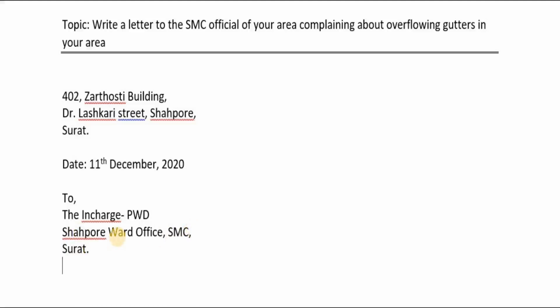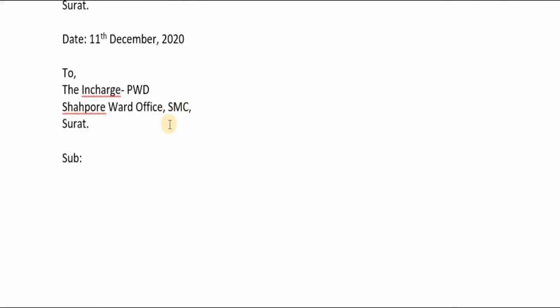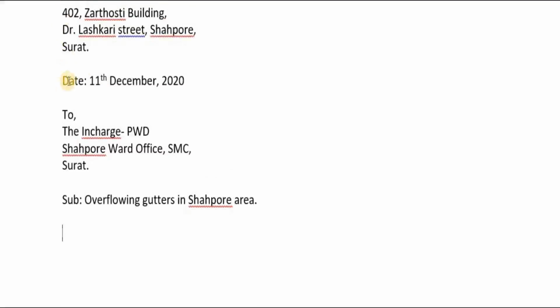Then I'm going to write the subject. So I'll just write SUB subject. What will I take in subject? So the topic is gutter problems, right? Overflowing gutters in Shahpur area. As short as possible. Let's say I'll write overflowing gutters in Shahpur area. Full stop. Right? Again I leave a line. See, I'm leaving a line. After my address, a line. Then date, a line. Then his address, 1 line.